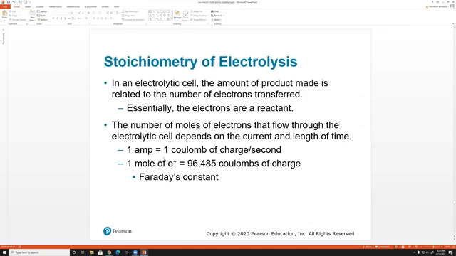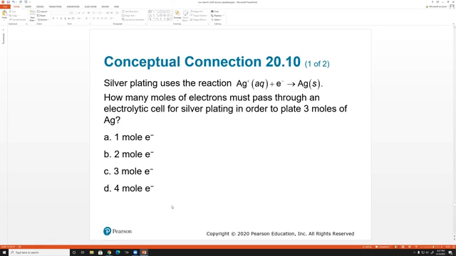And really for any voltaic cell, the normal stoichiometry applies. So we know 1 amp is 1 coulomb per second. And something else that may be given to you on an exam is that 1 mole of electrons is 96,485 coulombs of charge, which is Faraday's constant, which was shown in the Nernst equation before we condensed it. Now we can use these numbers and our understanding of stoichiometry to solve problems with oxidation and reduction. So let's look at this question.